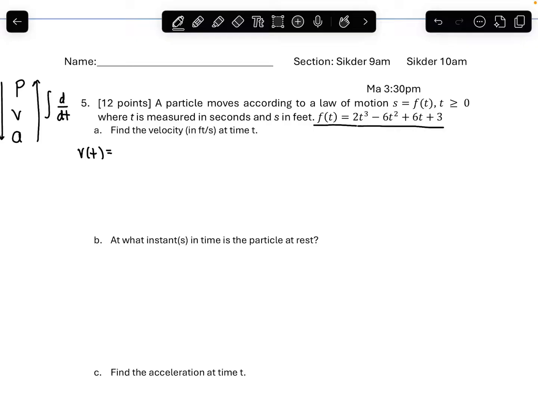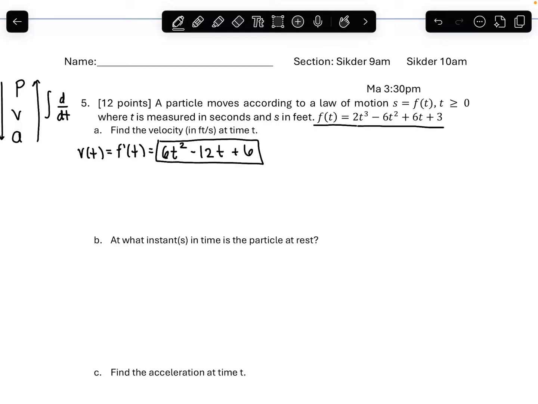All right, so we have position. So velocity is just going to be the derivative of our position function. Our position function is this guy. So it's going to be 6t squared minus 12t plus 6. Awesome. That's all we needed.